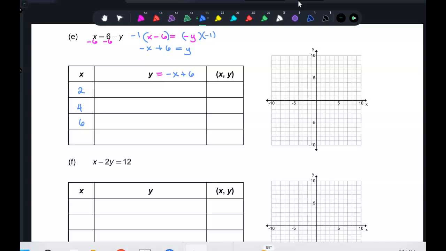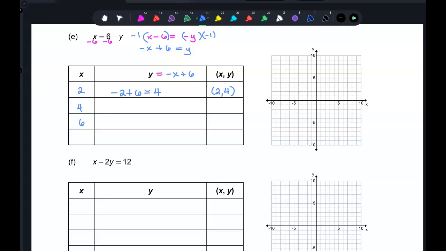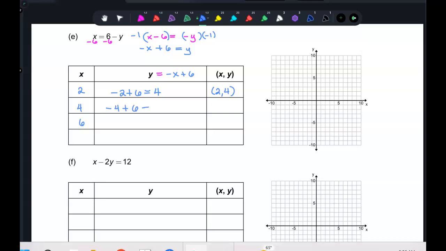So plug in 2. That's going to be negative 2 plus 6, which gives us 4. Don't forget, it's negative. We're going to make all the x's negative. So this one is going to be 2 comma 4. Hold on, it's 4 comma 2. Then it's 6 comma 0. Negative 6 plus 6 is 0. So we get 6, 0.